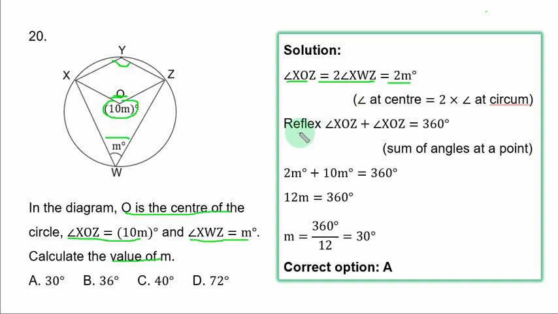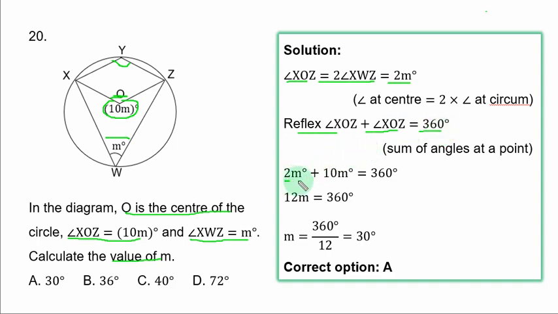So you have the reflex angle SOZ. The reflex angle is 10m degrees, plus the obtuse angle SOZ, that is 2m degrees. The sum is 360 degrees. The reason is that the sum of angles at a point.